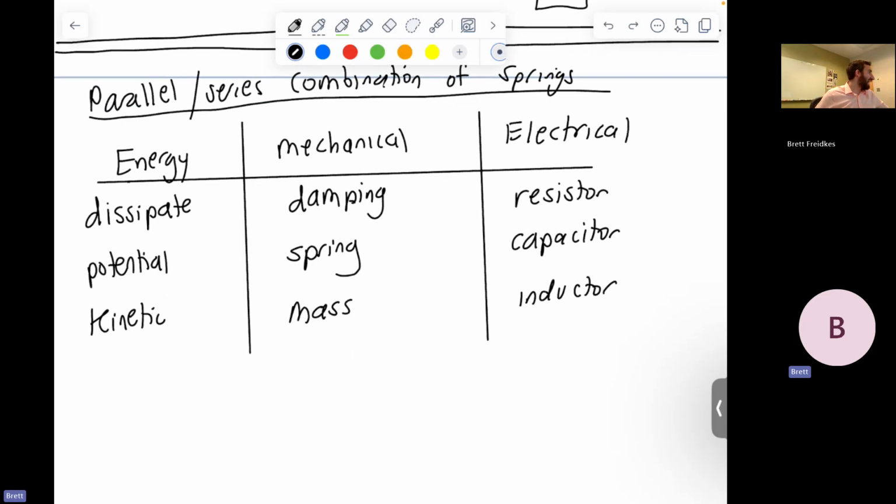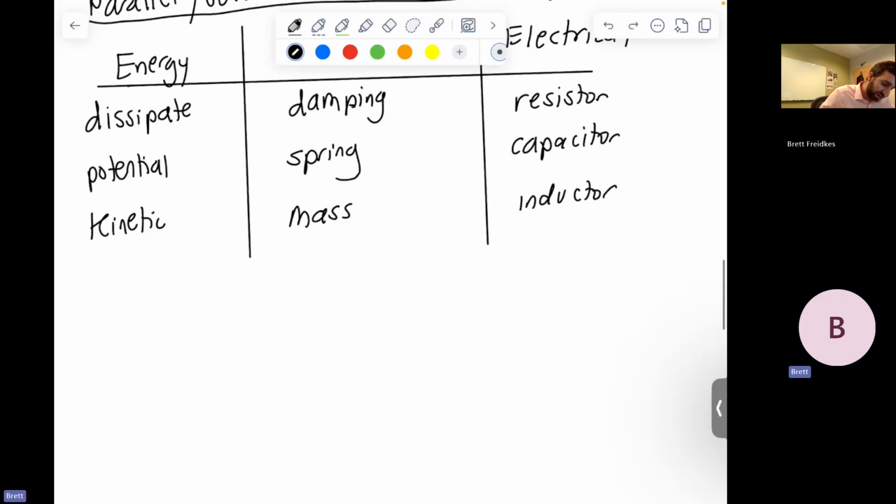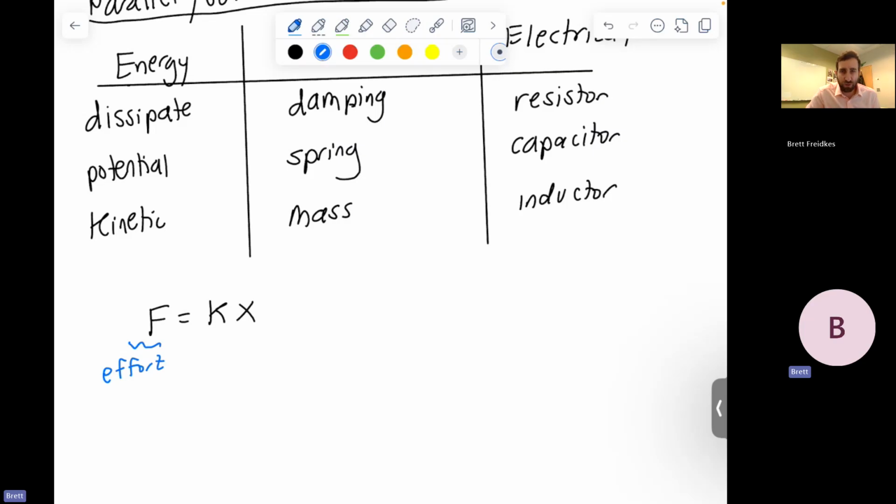So if I have a capacitor versus a spring, the force of a spring is equal to K times X. Now, just some quick definitions. We're going to call a force something that causes something else to happen. You know, it's causing movement, it's causing things that occur. This is what we call an effort. It is putting effort in order to get things to happen.